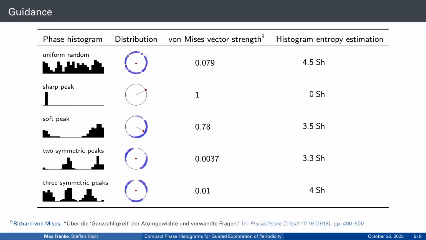To guide users to interesting period lengths, we compute two quality measures. One is the von Mises vector strength, which can be visually interpreted as the barycenter of the phase histogram, if its start and end were connected. Here, high values towards 1 indicate a non-uniform distribution. However, because the barycenter is used, symmetric non-uniform distributions like those in the last two rows are not properly recognized. Such distributions happen, for example, if we look at integer multiple period lengths of that of the signal.